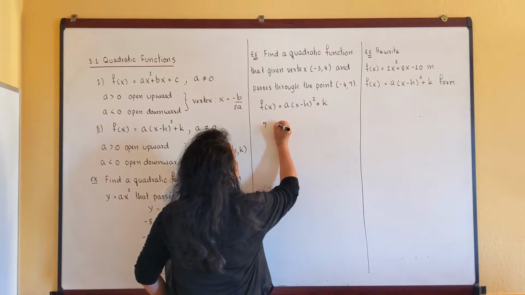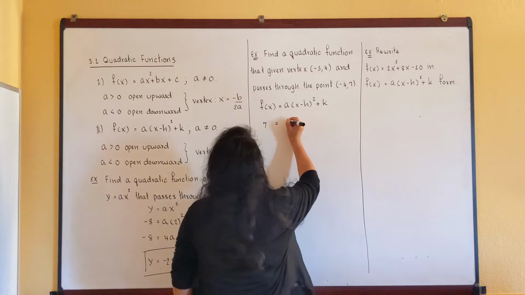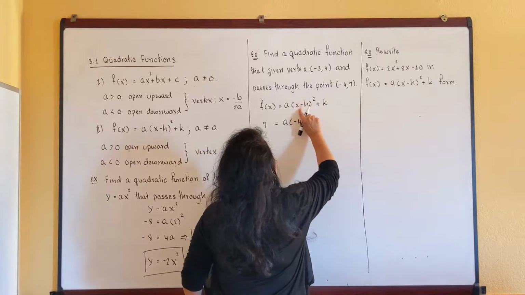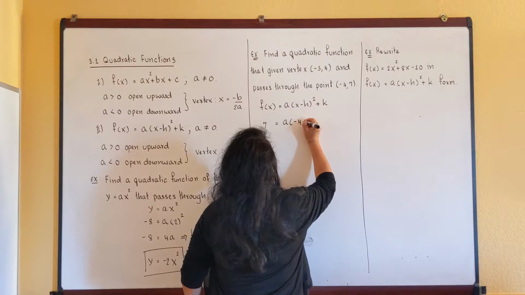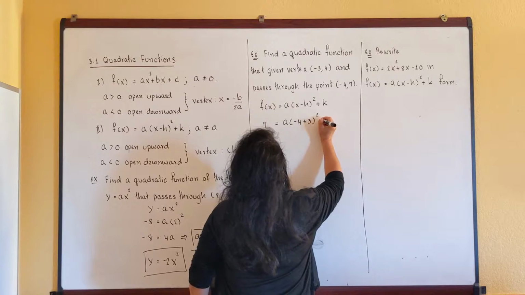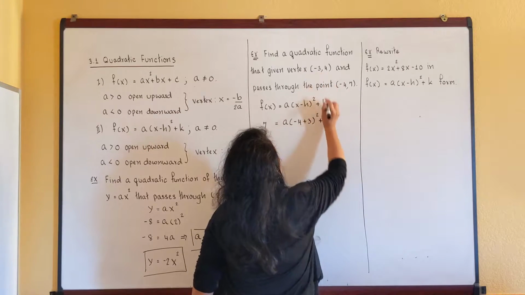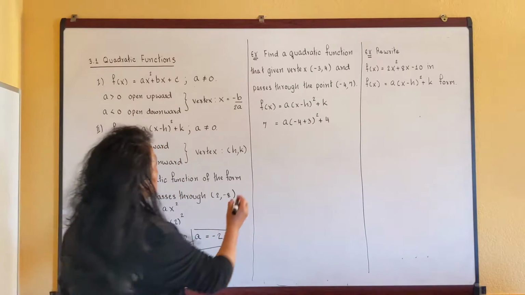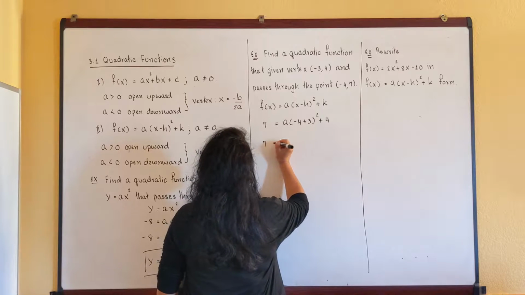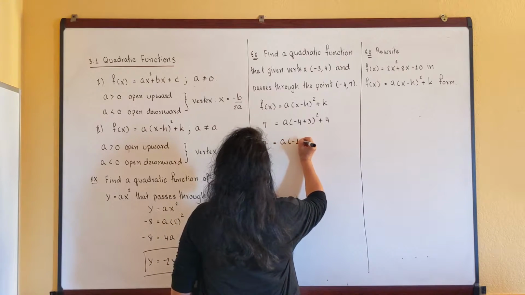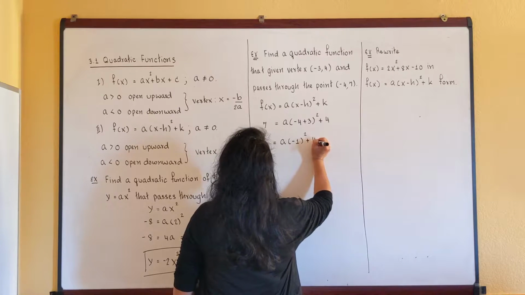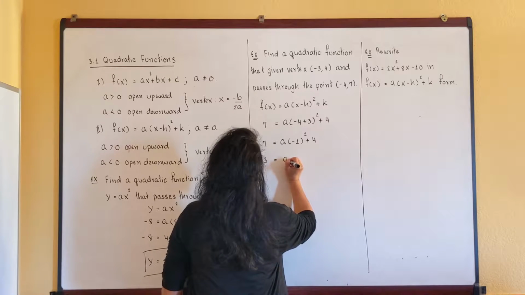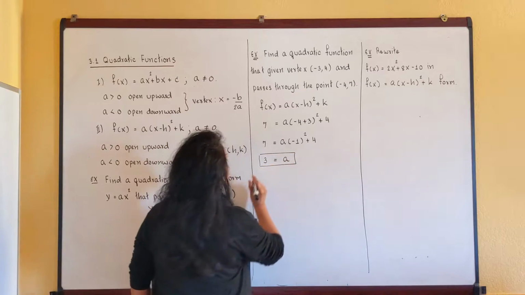So I'm going to substitute 7 for my y. We don't know what a is. My x is negative 4, minus negative 3 will be plus 3, squared, plus k. My k is 4 because this is (h, k), the vertex. So I would have 7 is equal to a times negative 1 quantity squared plus 4. Subtract 4 from both sides, I have 3 equal to a. So my a is equal to 3.